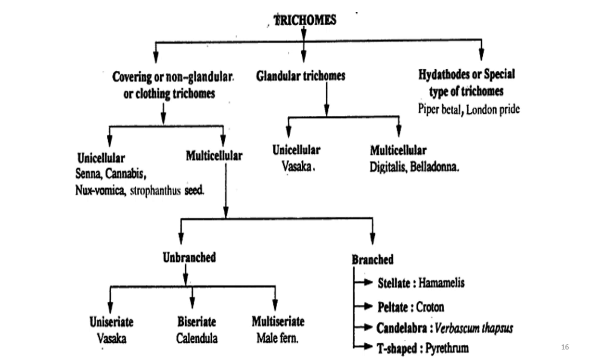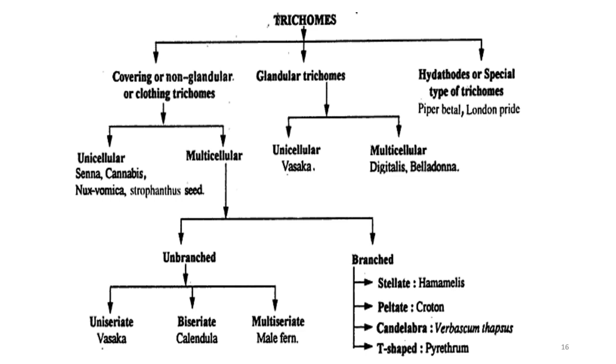Coming to the classification of trichomes, we can divide them into 3 types: covering or non-glandular trichomes, glandular trichomes, and hydathodes or special types of trichomes. Special types, for example stinging nettle, London pride, etc. Covering trichomes we can divide into 2 types: unicellular and multicellular. Unicellular examples are senna, cannabis, etc. Then multicellular is again divided into unbranched and branched. Unbranched is again divided into uniseriate and biseriate based on series.